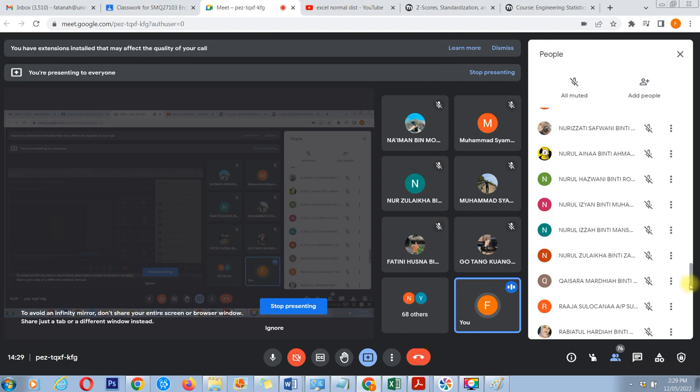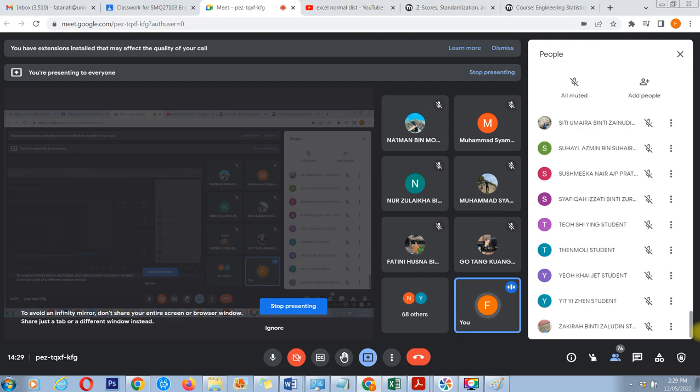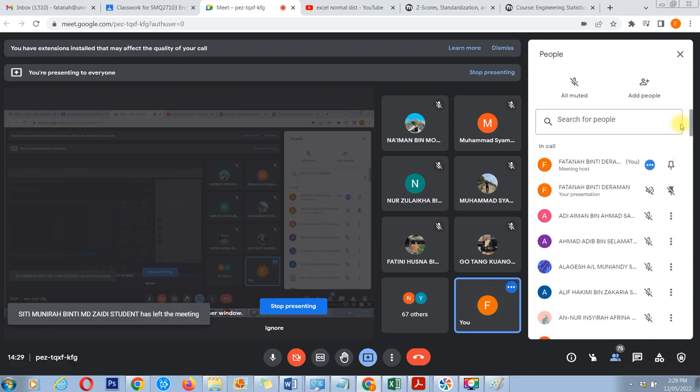Foreigner semua tak ada cuti lagi. Saya cakap bahasa Melayu lah hari ni. Tak ada foreigner.